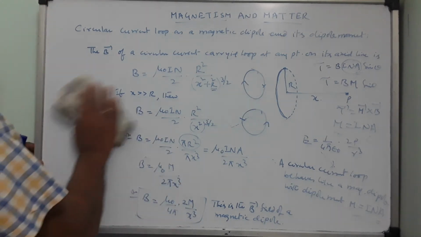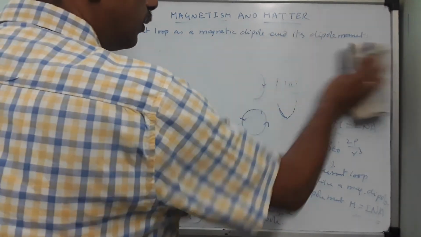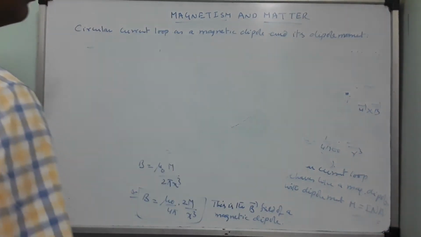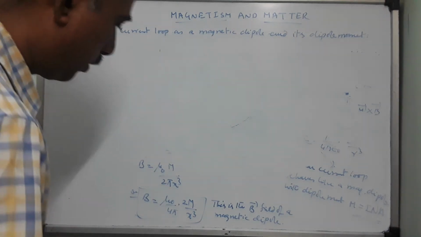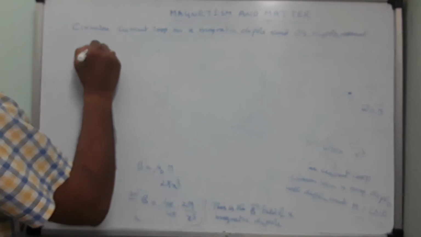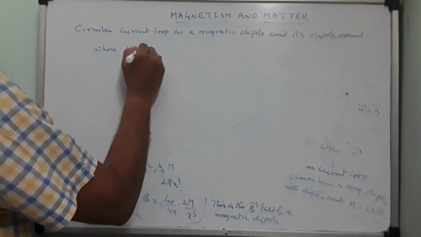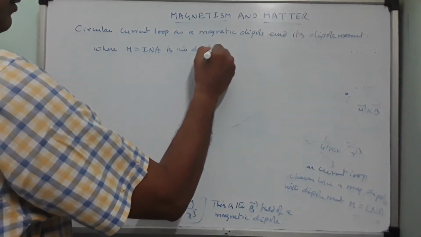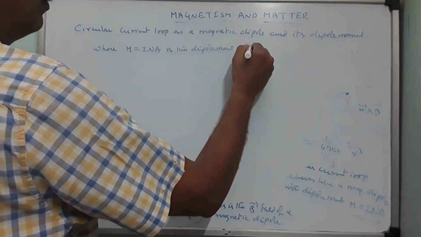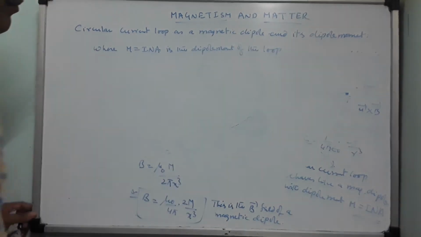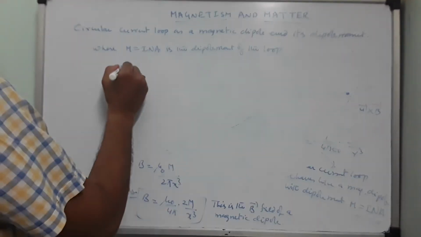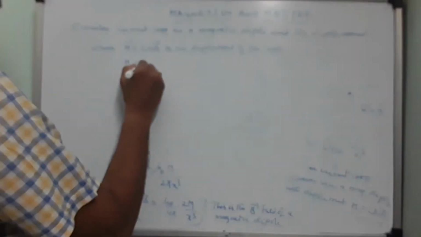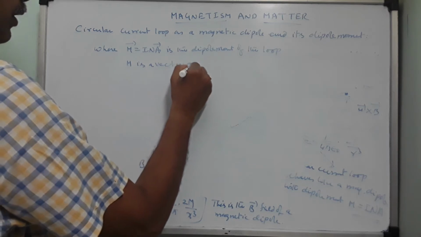Okay, right. So now what I do is, continuing this one, where M equals to INA is the magnetic dipole moment of the loop, circular loop. So this is a vector, this is a vector. So m is a vector quantity.